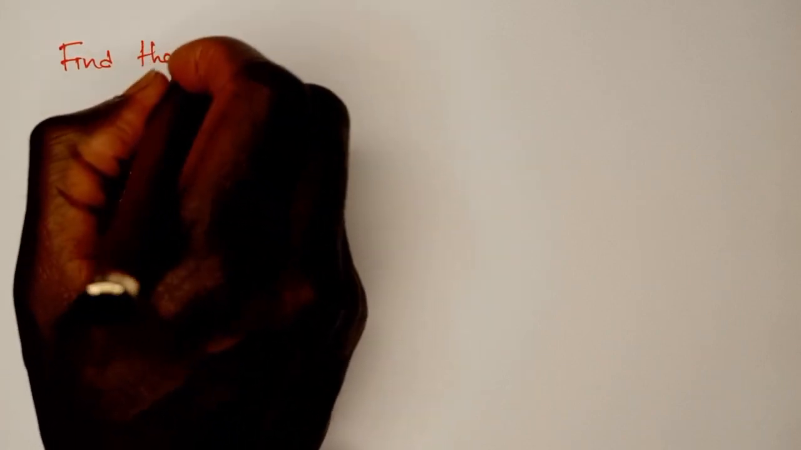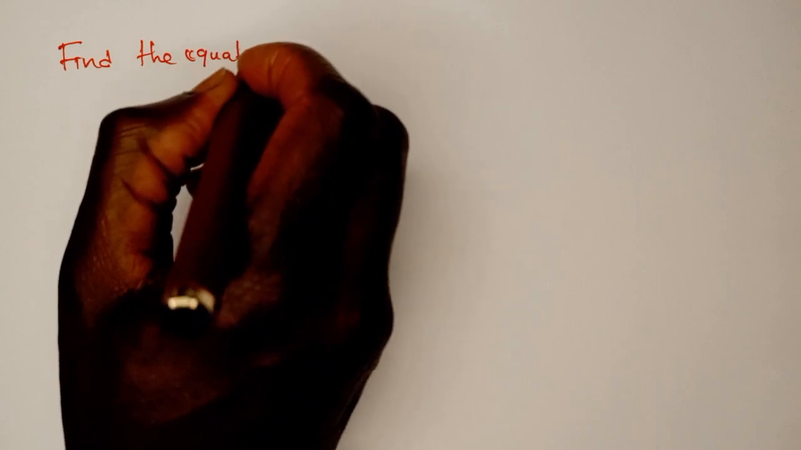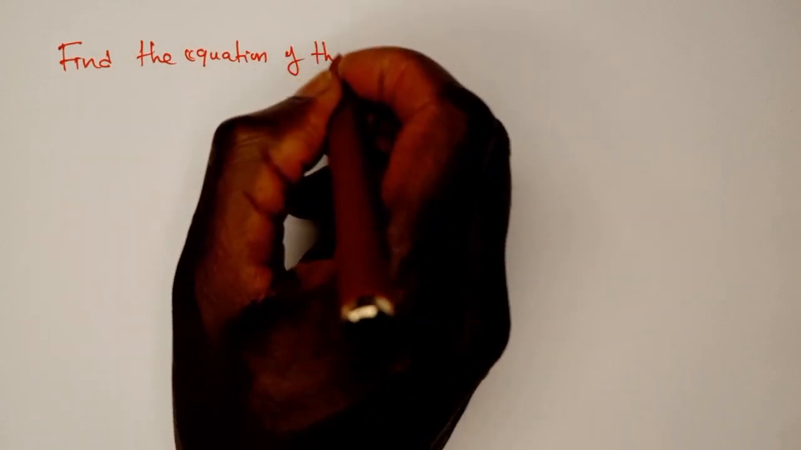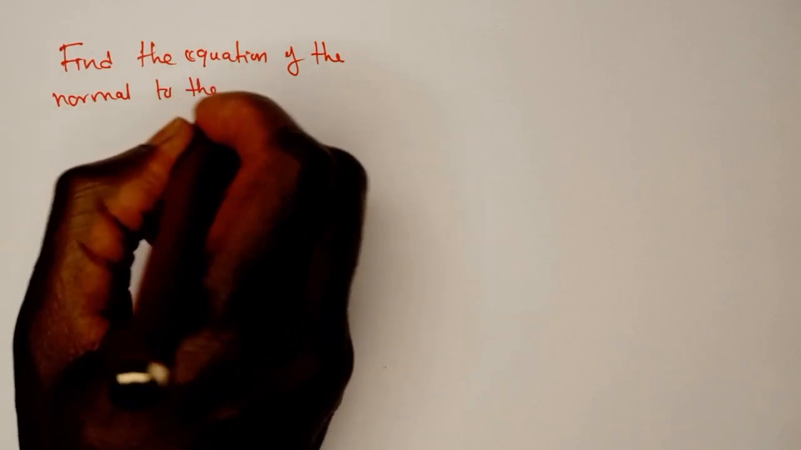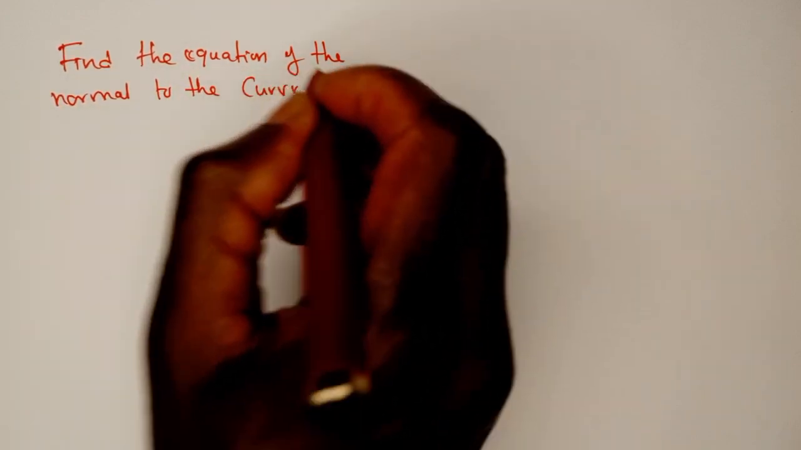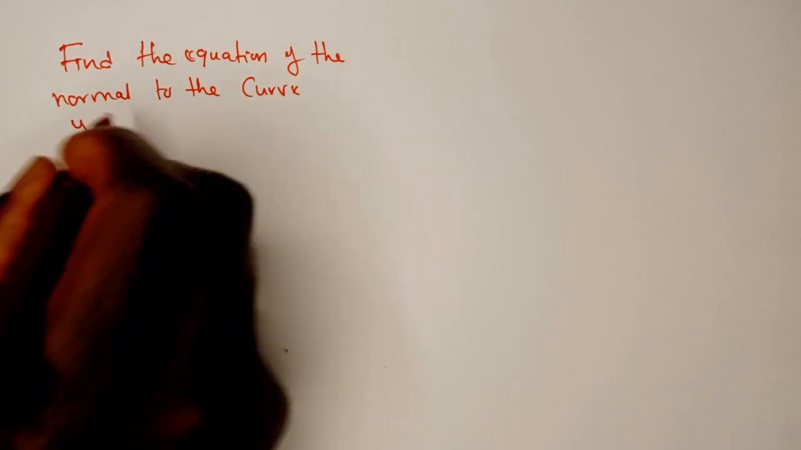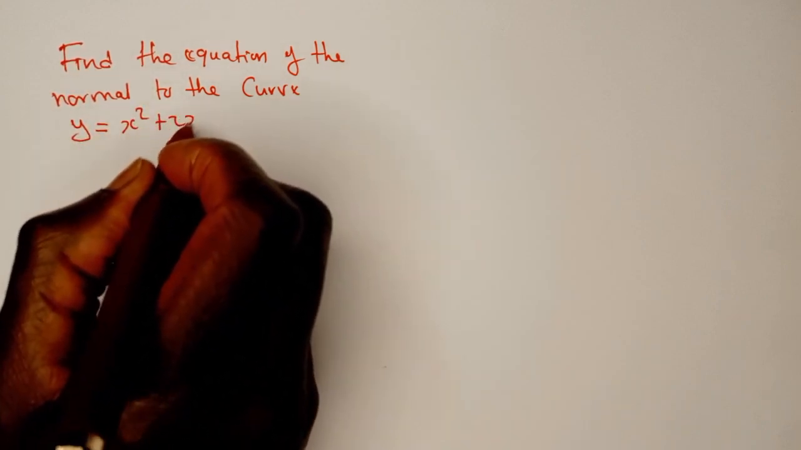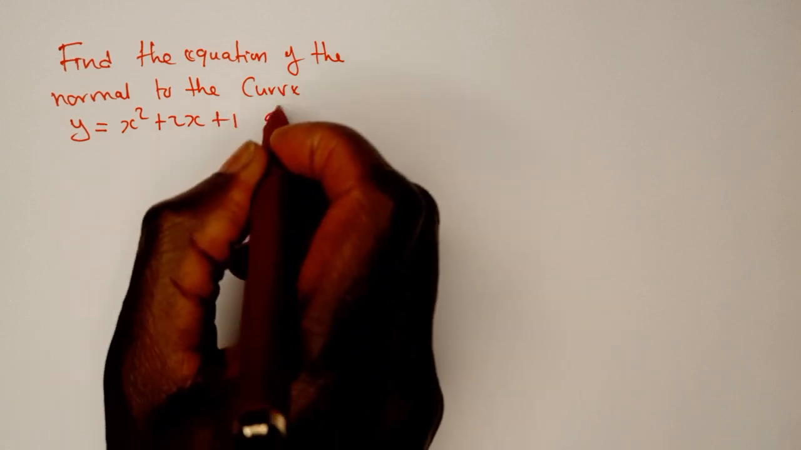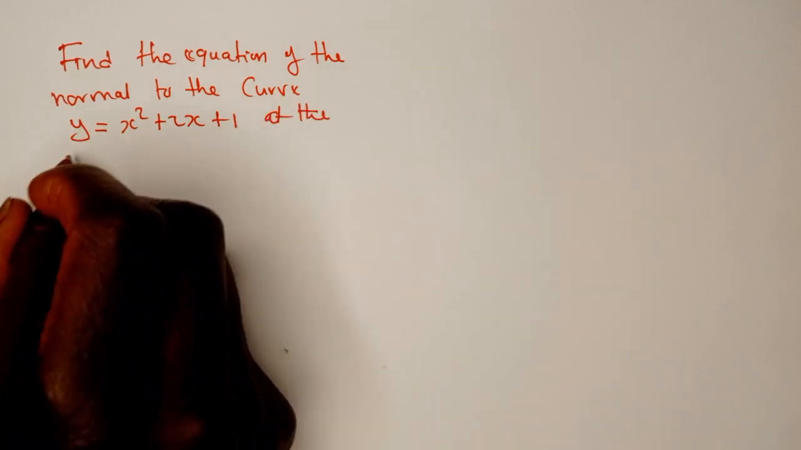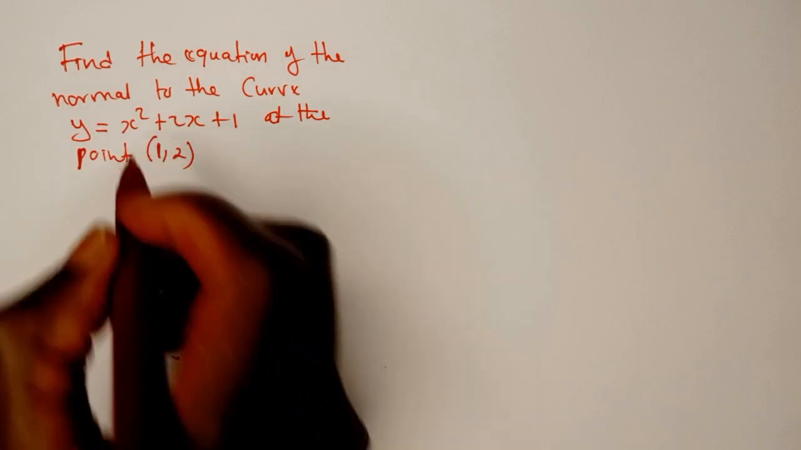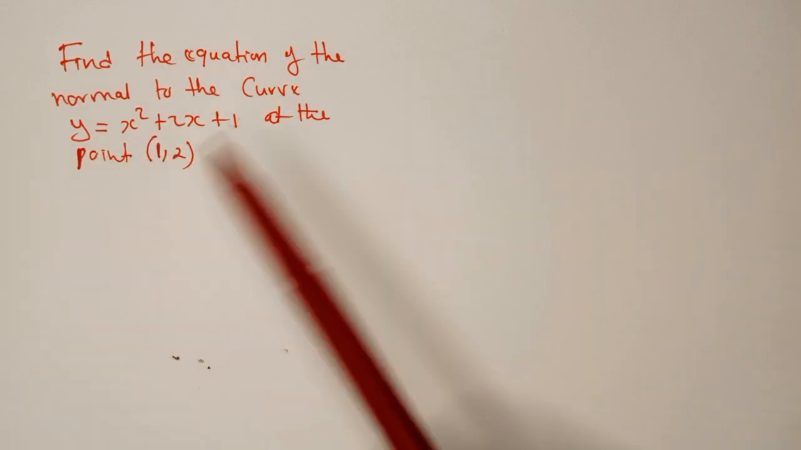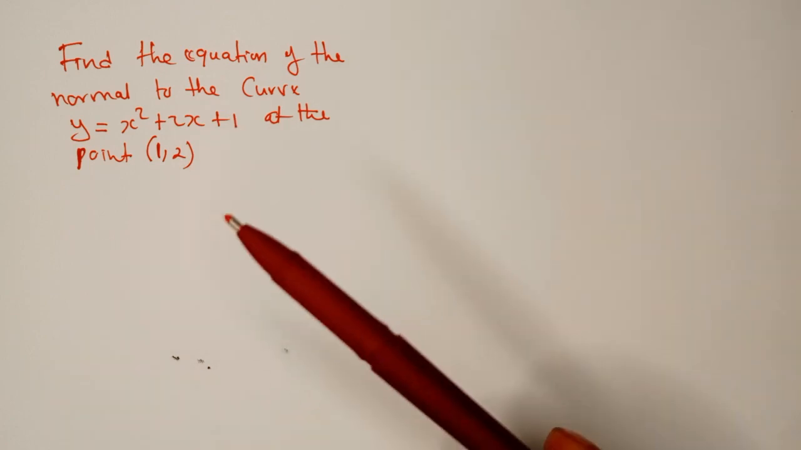Find the equation of the normal to the curve y equals x squared plus 2x plus 1 at the point (1, 2). So again, this time round you're being told to find the equation of a normal.